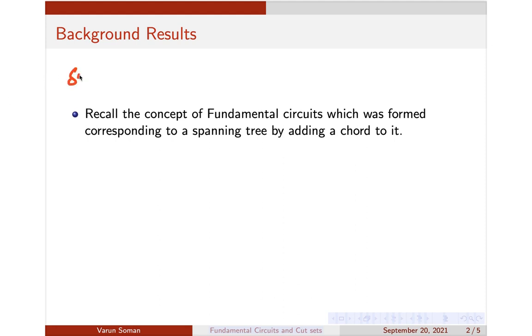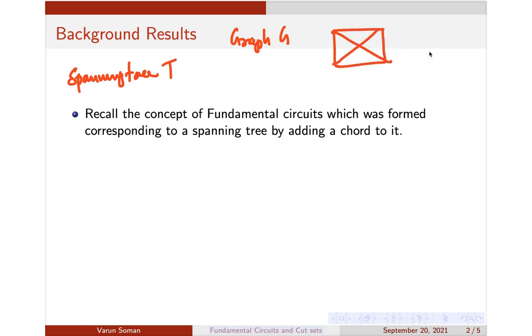spanning tree. Suppose you have a connected graph G, and suppose T is a spanning tree of G. For example, if I draw a graph like this, the spanning tree is a subgraph of that which connects all the vertices of the graph. So this is the spanning tree. Now, what's a fundamental circuit? A fundamental circuit is a circuit obtained by adding a chord to the spanning tree.